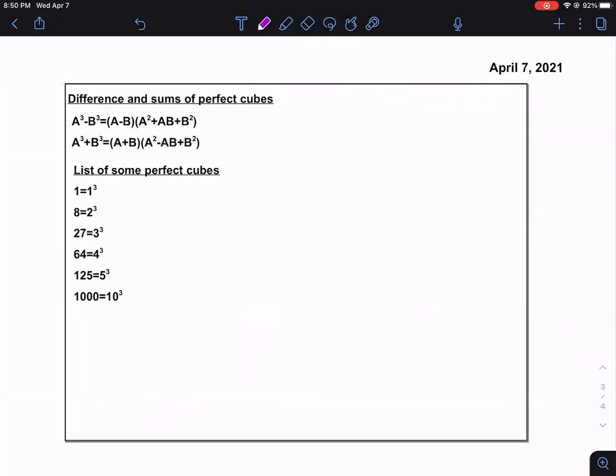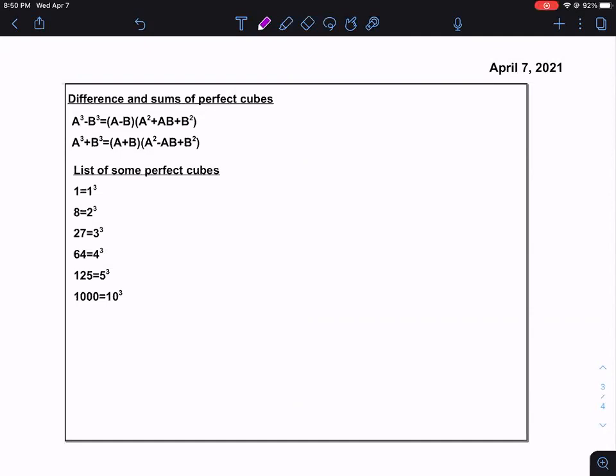Okay, so if you guys see, each of these are perfect cubes. A perfect cube is going to be the same factor multiplied by itself 3 times to give me back that value. So 1 is a perfect cube because 1 times 1 times 1 gives me back 1. 8 is a perfect cube: 2 times 2 times 2 gives me back 8.